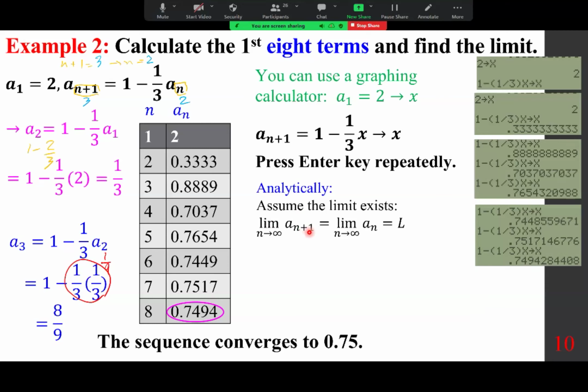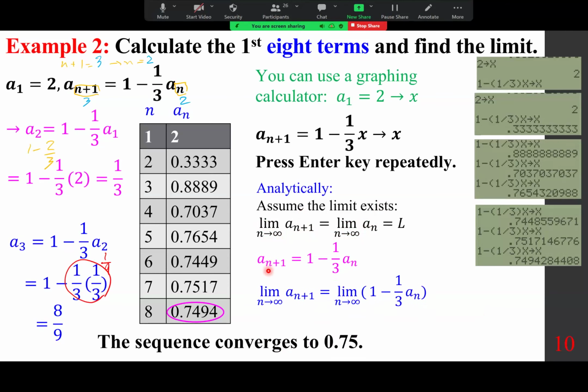So the limit of a sub n plus 1 as n approaches infinity is the limit of a sub n as n approaches infinity, if the limit exists. Otherwise, that's not the case. They keep on changing otherwise. So if that is the case, and we know this formula, a sub n plus 1 is 1 minus 1/3 a sub n. If I take the limit of the left side, it is the same as the limit of the right side.